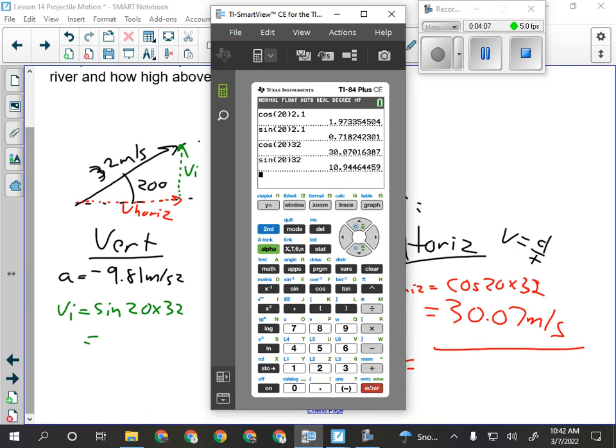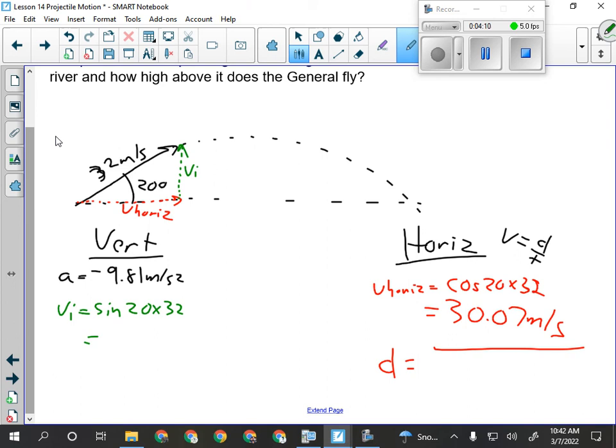Okay, so we got 10.94 meters per second. So the General Lee is moving vertically at 10.94 meters per second up on its initial launch. Okay, that's fast. But it's going to accelerate at 9.81 meters per second squared, so it's not going to fly very far. Well, far enough. Clears the riverbed. So on Friday, what did we say we have to remember about an object that's launched at an angle in terms of its vertical movement? Goes up, comes back down.